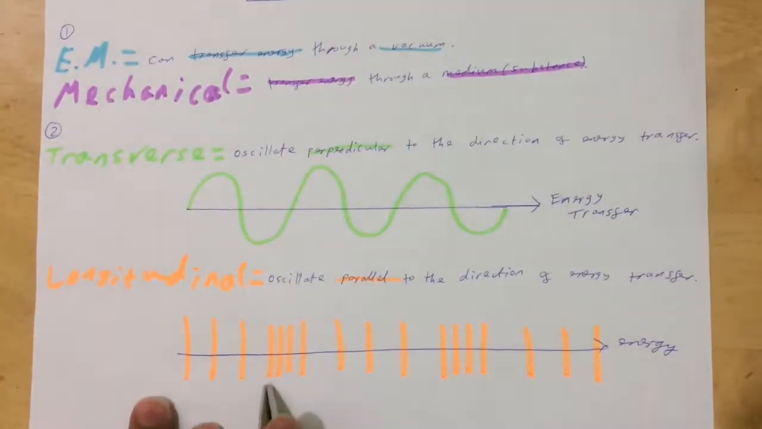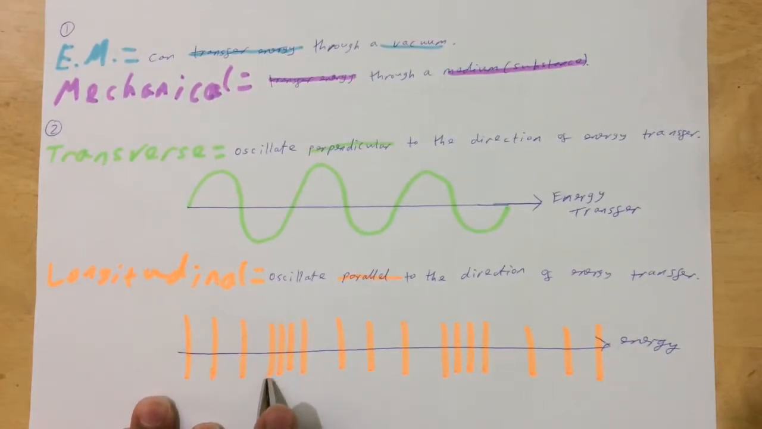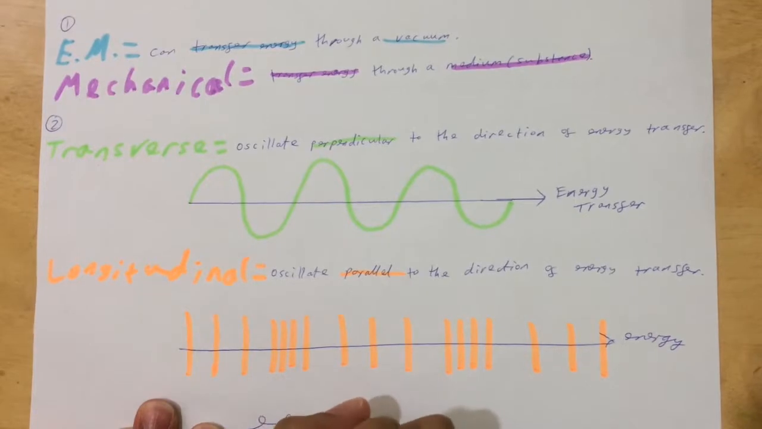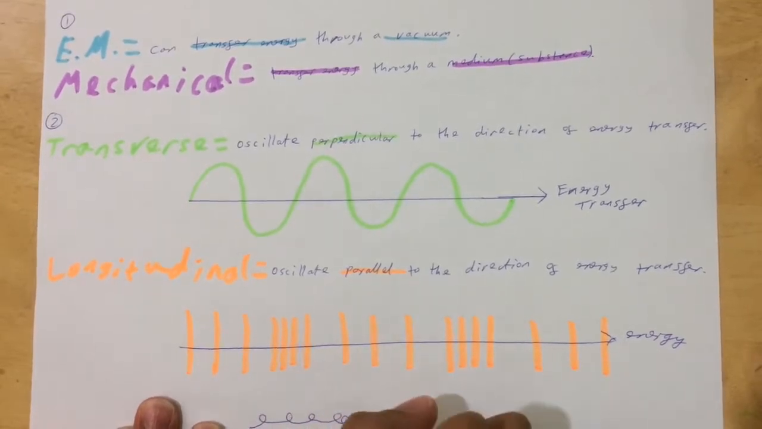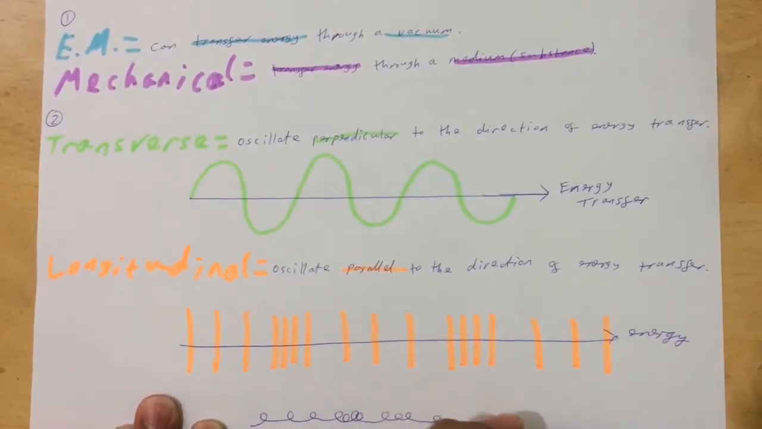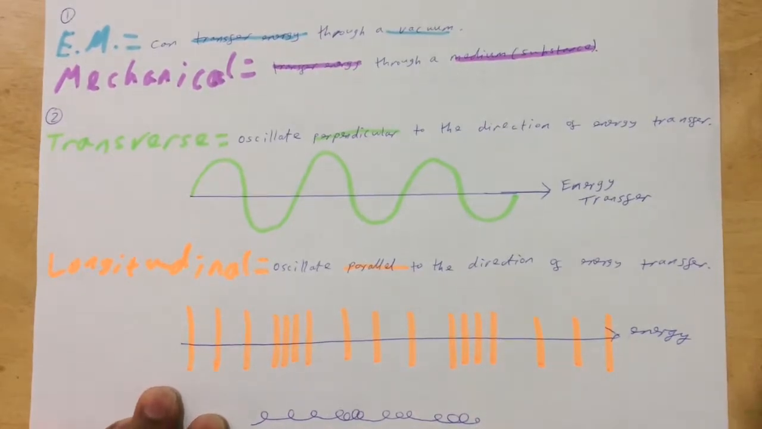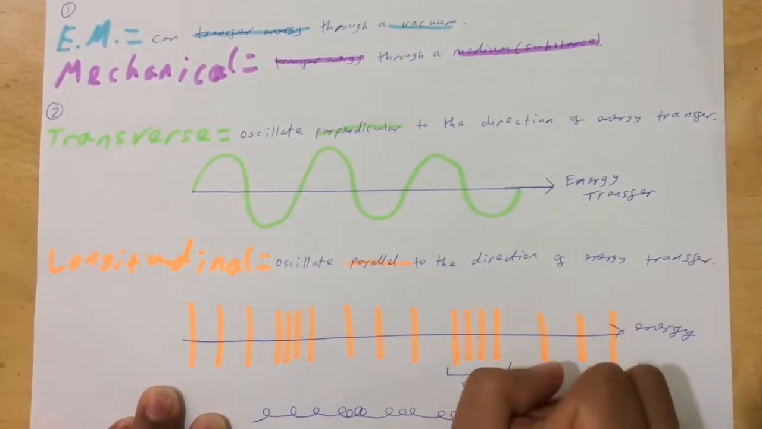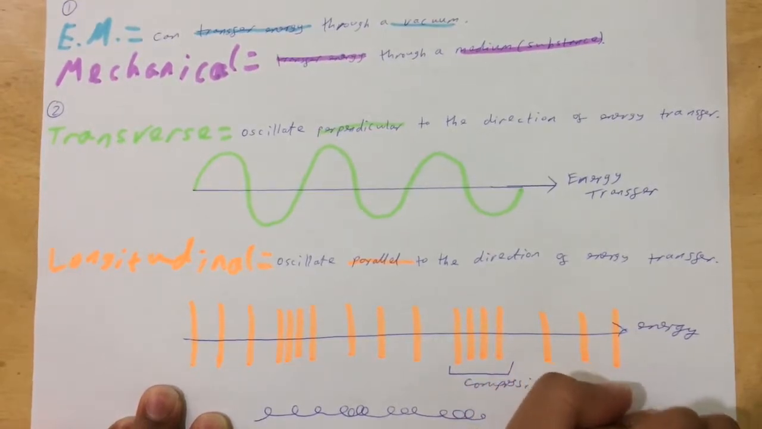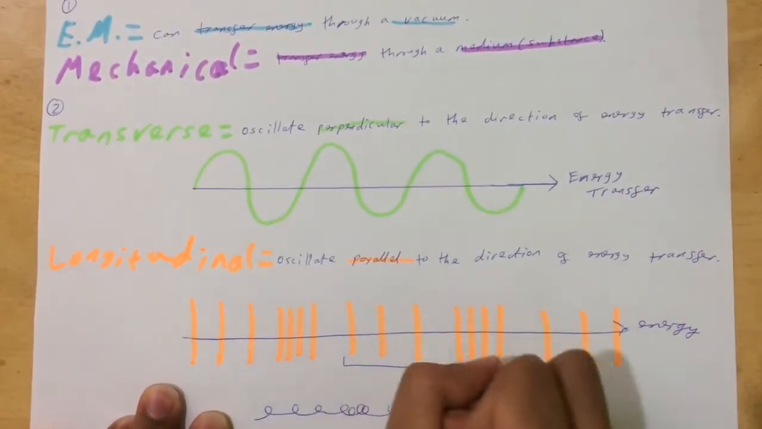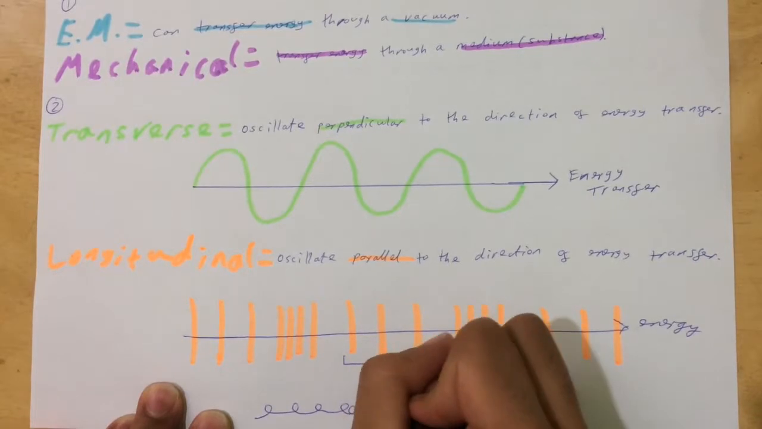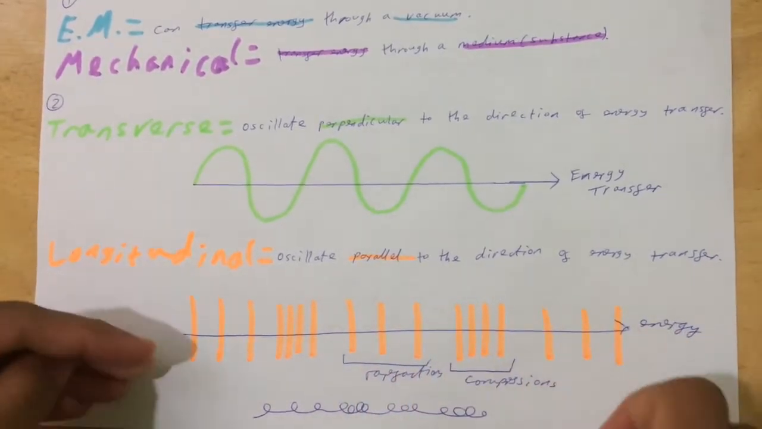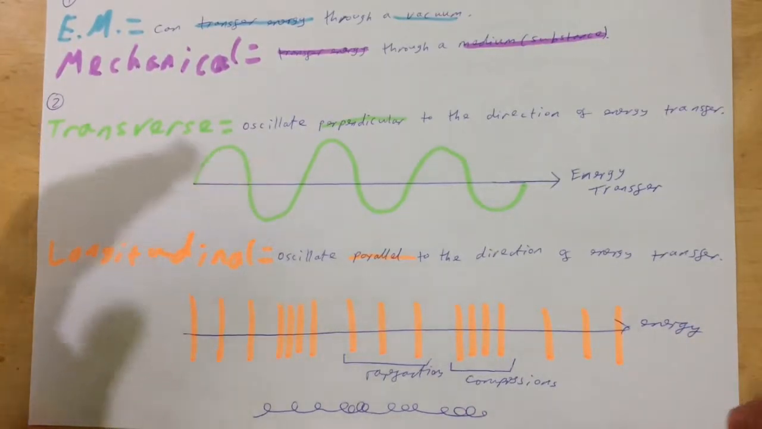It will look like this. There will be some compressions and rarefactions, as if you have a spring. The compressions are when the waves are closer together, and the rarefactions are when they are further apart. And this is how a longitudinal wave oscillates.